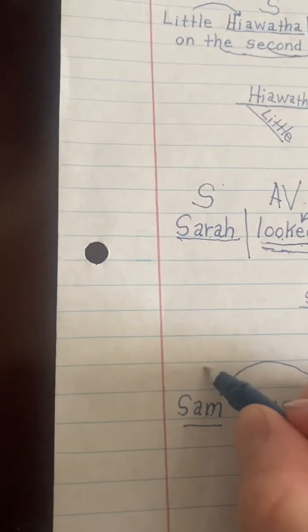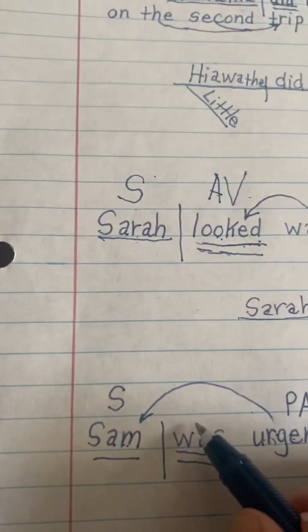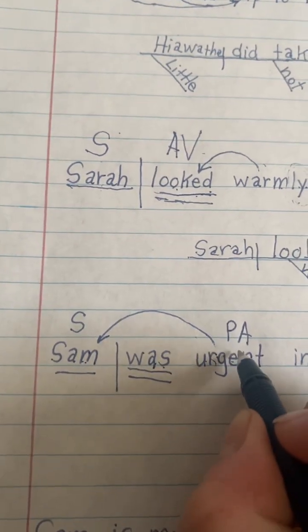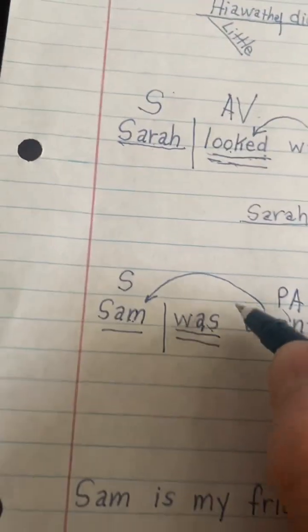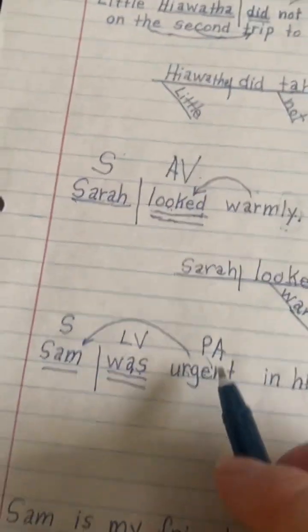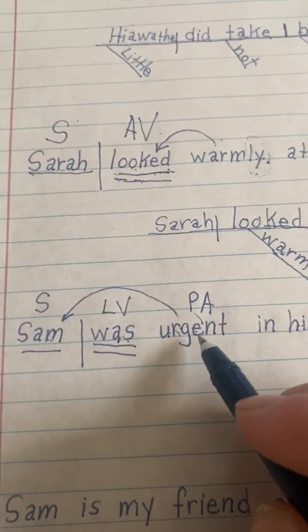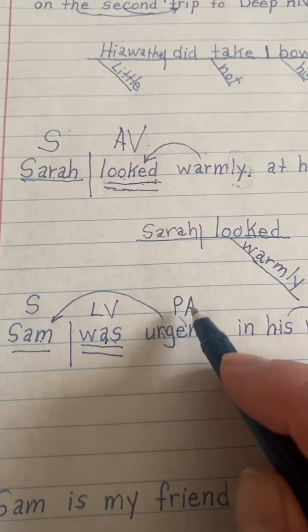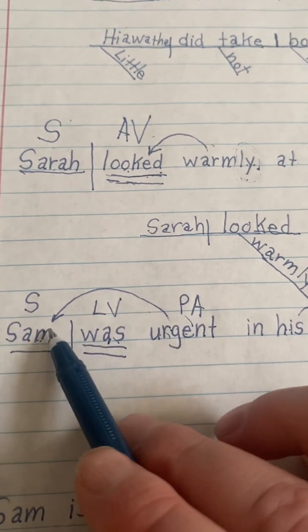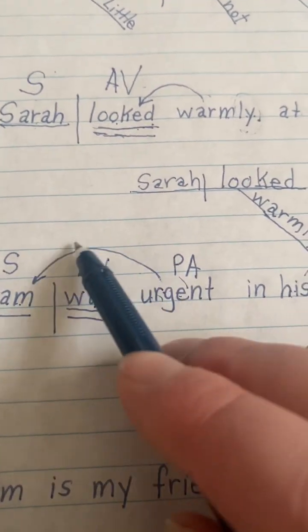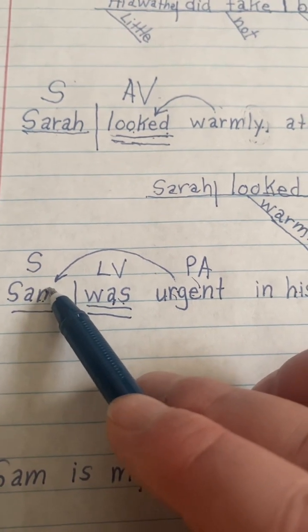So we have our subject, we have our verb. Since it is linking something back, it is a linking verb. Again, if there was nothing there, then we would call it a being verb. But since it's describing the subject, it's a predicate adjective.